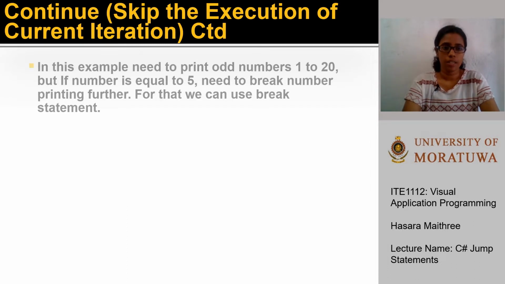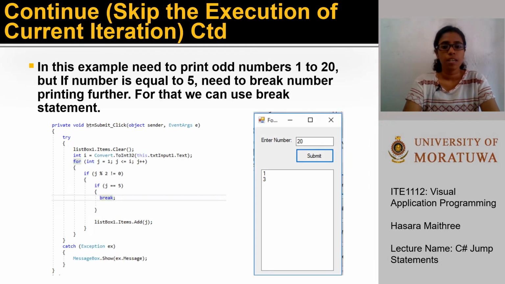Now let's look into another example. Here you can see that we want to print odd numbers from 1 to 20, and if the number is equal to 5, we need to break number printing further. Which means that whenever this number reaches this particular value 5, we will stop the execution of this printing function. So here we need to use a break statement, because at this value 5 we will come to a termination.